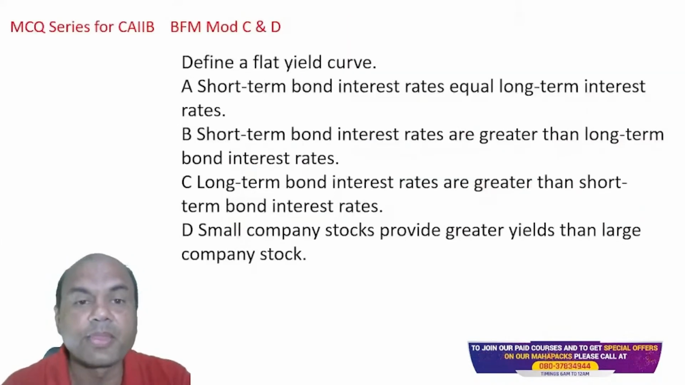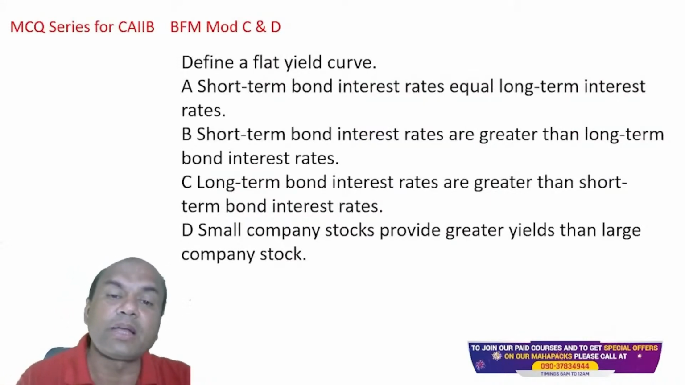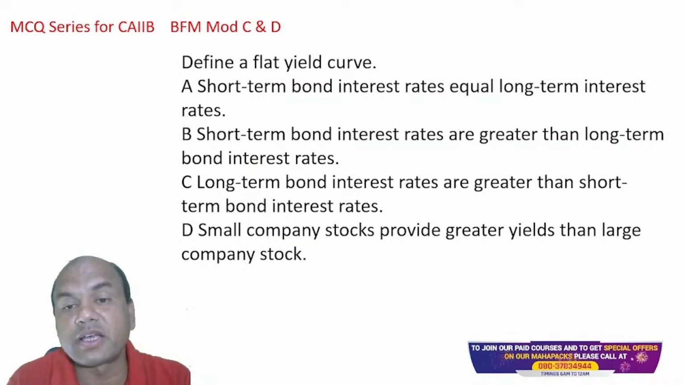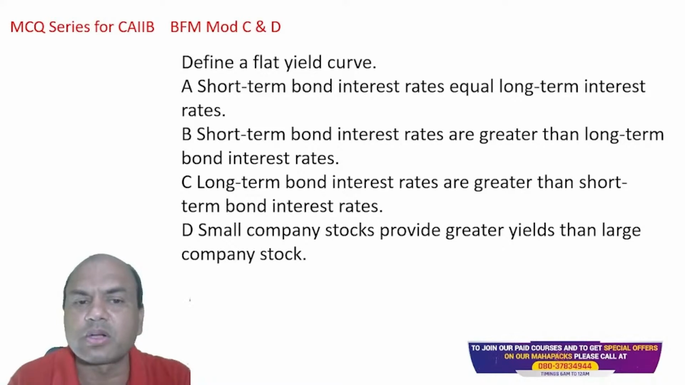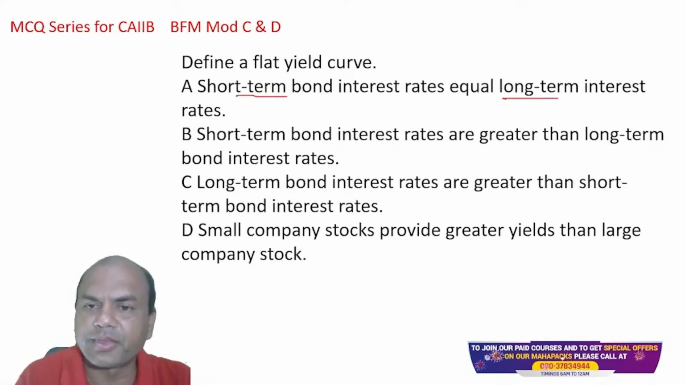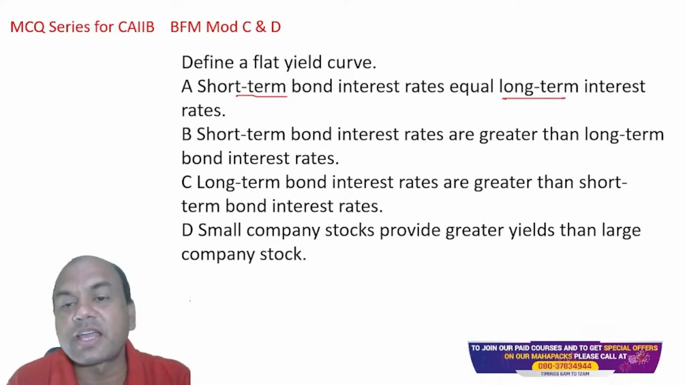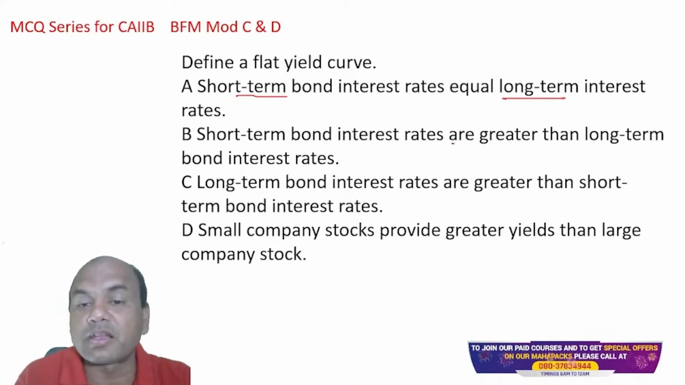Define the flat yield curve. Flat means, just now we saw that short-term bond rates are equal to long-term interest rates. So basically short-term rates are equal to long-term. I think that is the answer, or no? Let's see. Short-term interest rates are greater than the long-term. Short-term greater than long-term. So can you plot these curves?